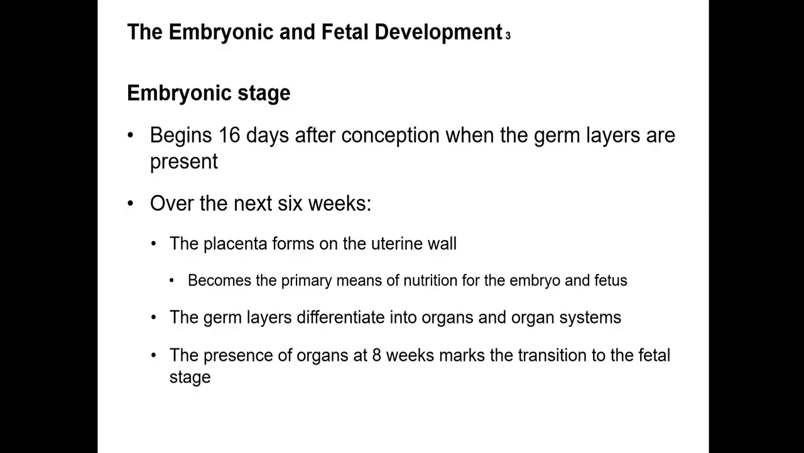And over the next 6 weeks of development, this is when the placenta will begin to form in that uterine wall. And this will become the primary means of nutrition for that developing embryo and later on for the fetus as it gets larger. And we know that during this time, those primary germ layers will also differentiate into all of the organs and organ systems of that fetus. So all of the organs should be relatively present and relatively developed by about 8 weeks of gestation, and this is when we transfer from the embryonic stage into what's called the fetal stage.